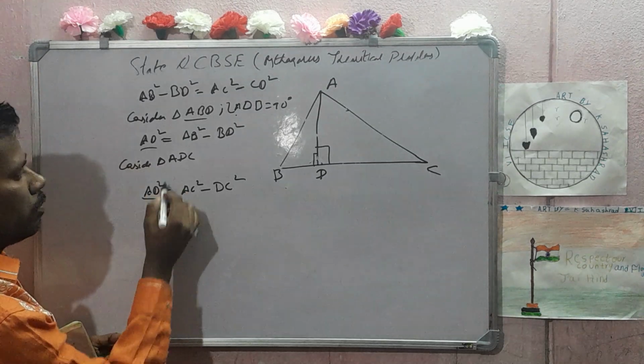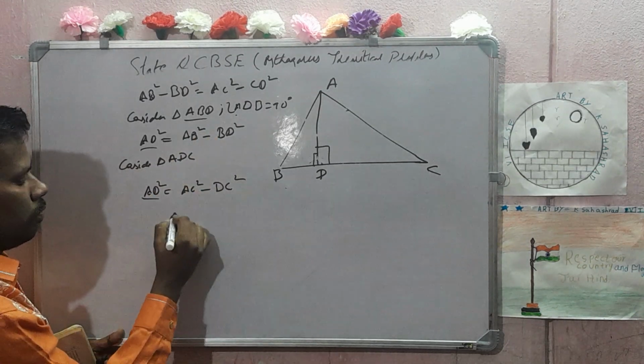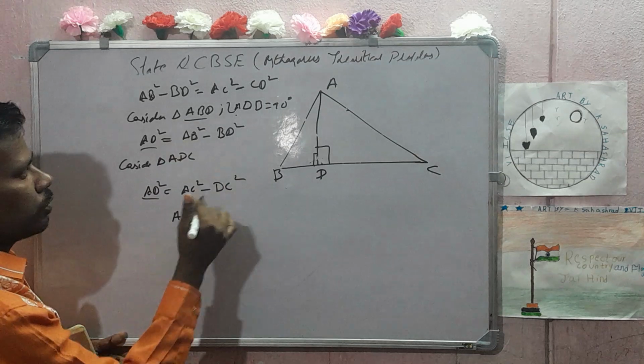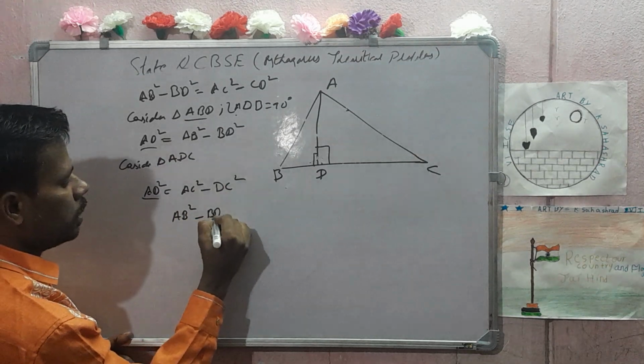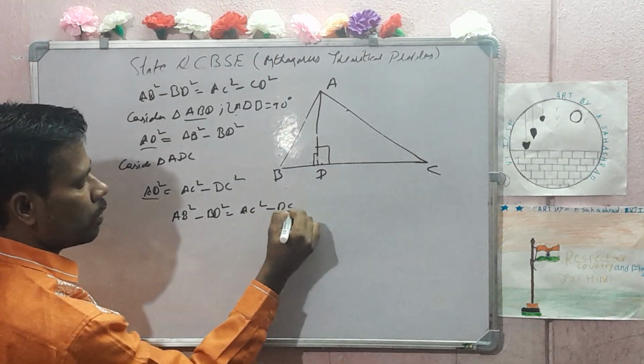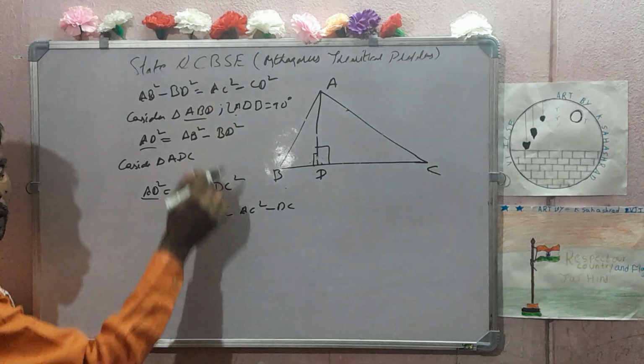Now see here, AD is the same in both, so you can equate. LHS are the same, so RHS: AB square minus BD square is equal to AC square minus DC square. So there ends the problem.